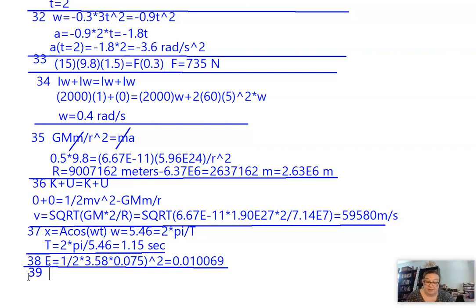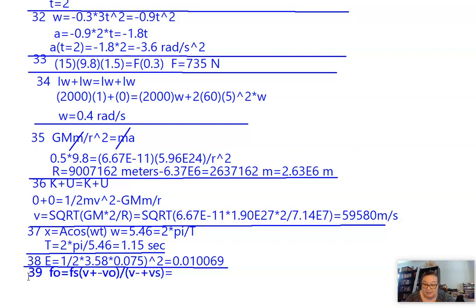So the Doppler effect says that the observed frequency is going to be equal to the source frequency times V plus or minus V observed, divided by V minus or plus V source. I think that's the way I've given it to you guys.